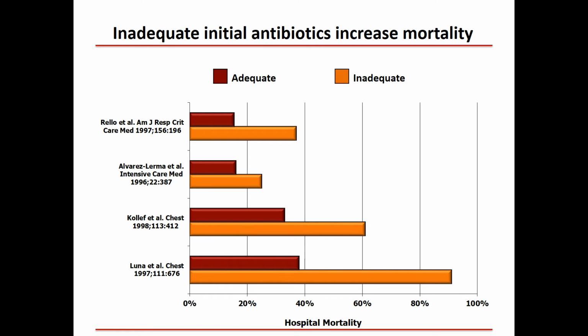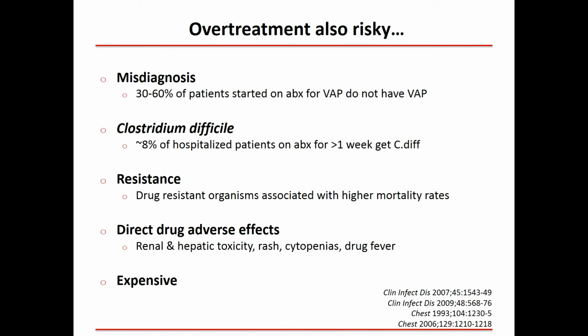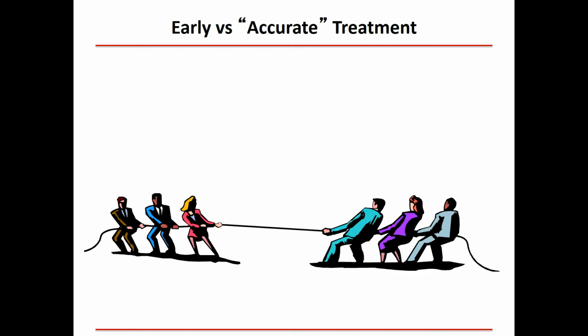But we have to take into account as well that there is a risk towards over-treatment. And that is, first of all, we've established together that misdiagnosis is common. A third to a half of patients who are started on antibiotics for VAP probably do not have VAP. We have the ever-attendant risk of C. difficile, drug resistance, direct drug adverse effects, and of course there's cost. So there's real tension out there between early versus accurate treatment.